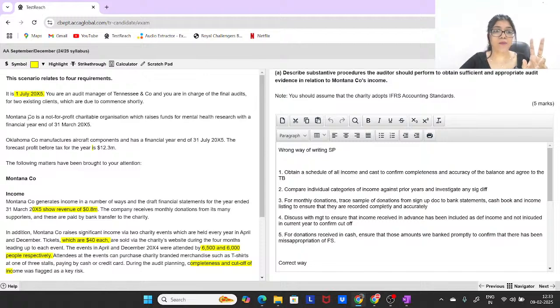One is Montana Company, a not-for-profit charitable organization which raises funds for mental health research with a financial year end of 31st March 2005. So you got to know that it is a not-for-profit, charitable organization, right? Then we have Oklahoma Company, which manufactures aircraft, so the business is related to aircraft, and has a financial year end of 31st July 2005. The forecast profit before tax for the year ended is $12.3 million. So you got one of the figures. Maybe you can use it, maybe not, it depends, right? So we'll just highlight it.